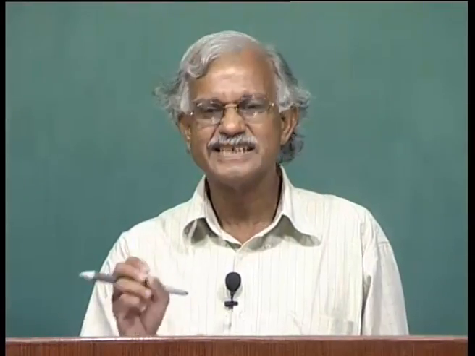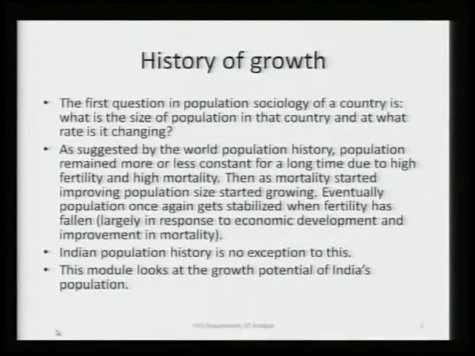there were religious restrictions on sexual intercourse on several days. In India such days numbered more than 100 for religion. So because of several factors, adolescent sterility, primary and secondary sterility and several other issues, our fertility never exceeded 6. When mortality started improving, population size started growing. Eventually, population once again gets stabilized when fertility has fallen, largely in response to economic development and improvement in mortality. This is what we expect. Indian population history is no exception to this, and this module looks at the growth potential of India's population.